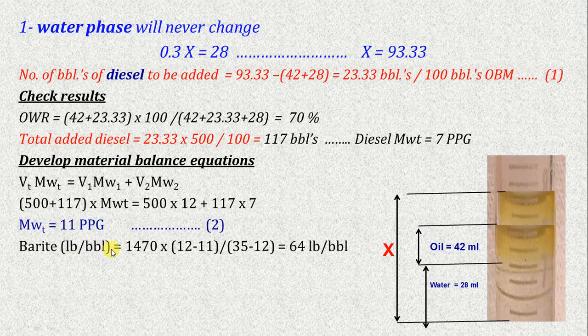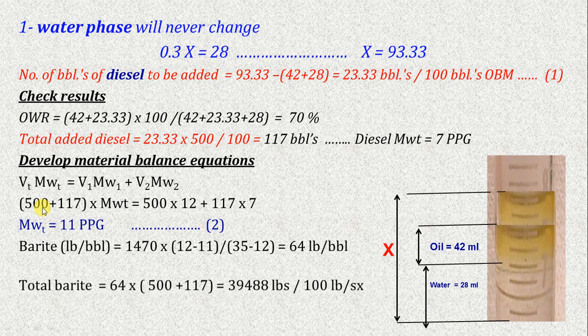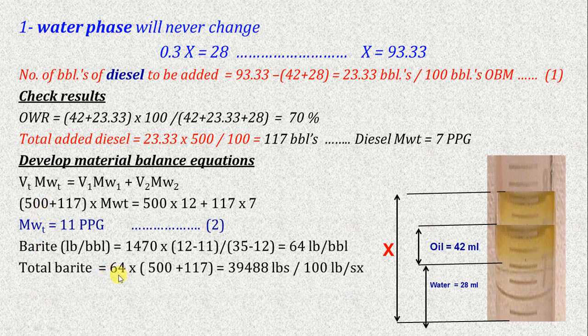Barite, in pounds per barrel, equals 1470 multiplied by (mud weight 2 minus mud weight 1) divided by (35 minus mud weight 2), which equals 64 pounds per barrel. And how many barrels do we need? We need the total number of barrels, which is 617. So it equals 64 multiplied by 500 plus 117 equals the total.